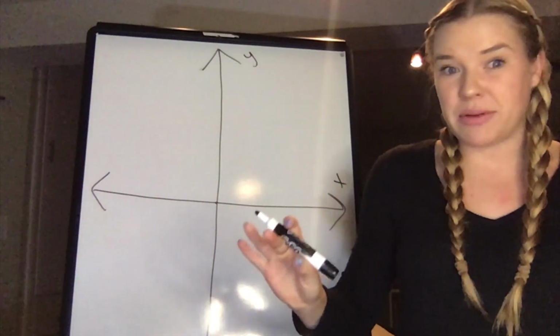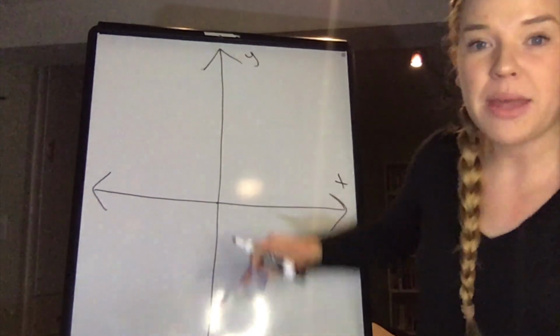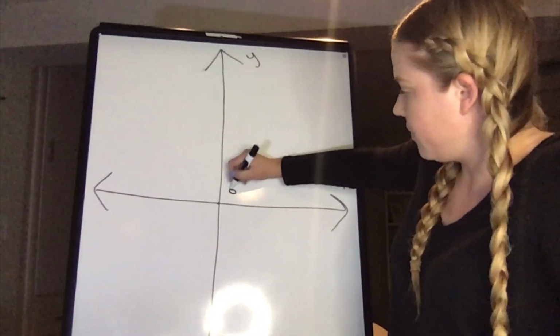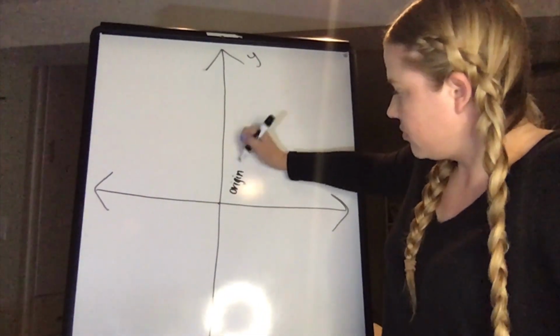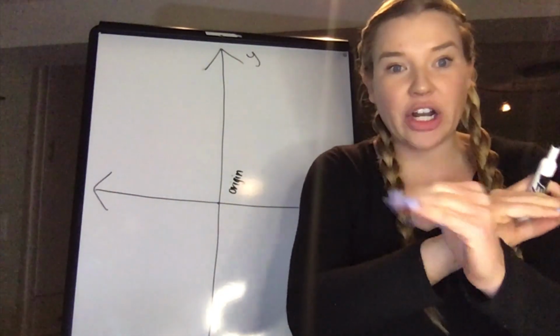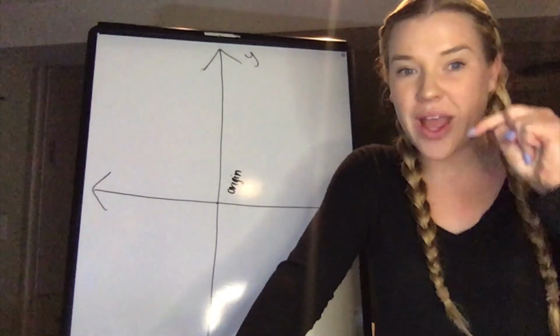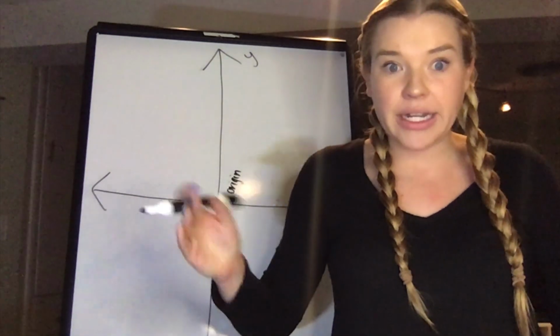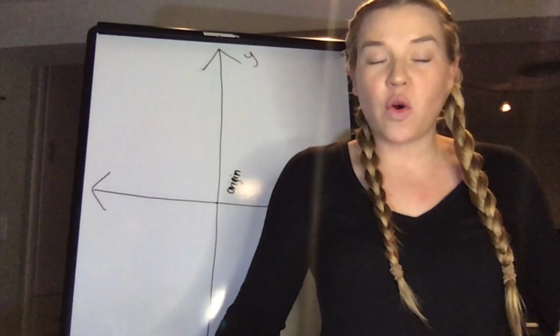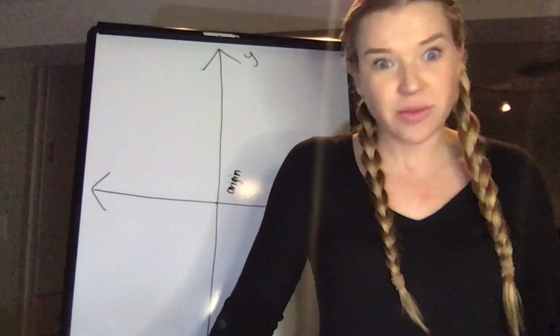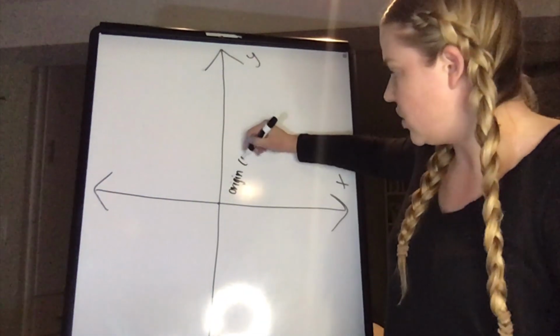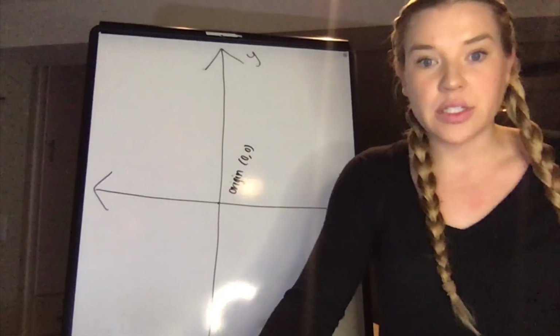That's just something you're really going to need to memorize. The place where they meet is what we call the origin. The origin is right smack dab in the center, and like I told you guys in the last video, the center of a vertical number line is 0. The center of a horizontal number line is also 0. So the origin is really just (0, 0).